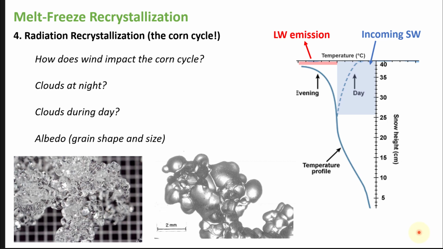I want you to think about some of the impacts, at least on the radiation recrystallization cycle. In this process where you have incoming shortwave light and outgoing longwave light, and it's really the balance of these systems, that melt freeze cycle, that generates these corn crystals. What happens when you have a windy day? How does that impact this cycle? How does it impact these phenomena?